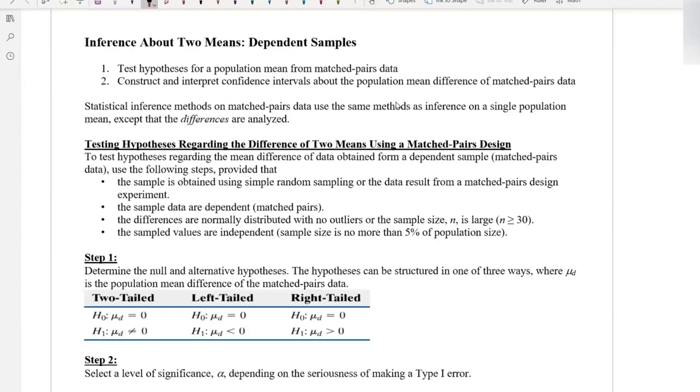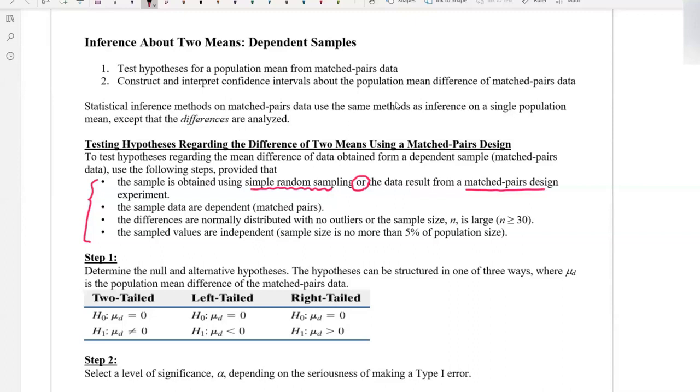And so here we have requirements. As always, first we have to see if we have our requirements, and then we're gonna find the answer for this part, either rejecting null or not. So the first one, the sample is obtained using the same thing that we had before, simple random sample, so we should have this one, or the data results from matched pair design. We had these in the definition in chapter 1.